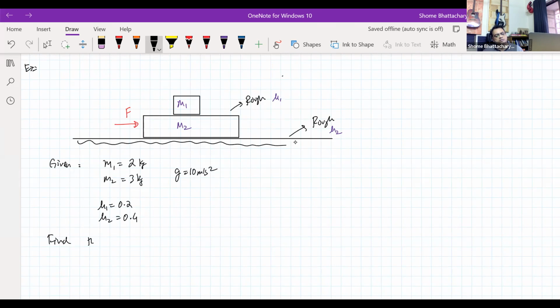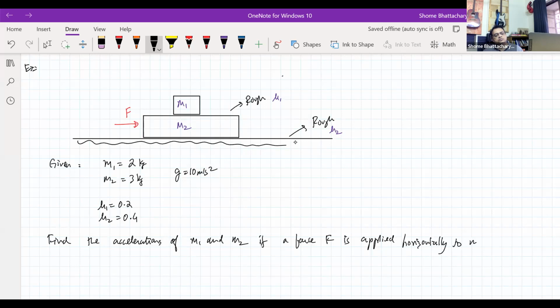So find the accelerations of M1 and M2 if a force F is applied horizontally to the lower block M2. For the first part, we'll take the magnitude of F as 15 newtons. The third case, we'll take the magnitude as 40 newtons.